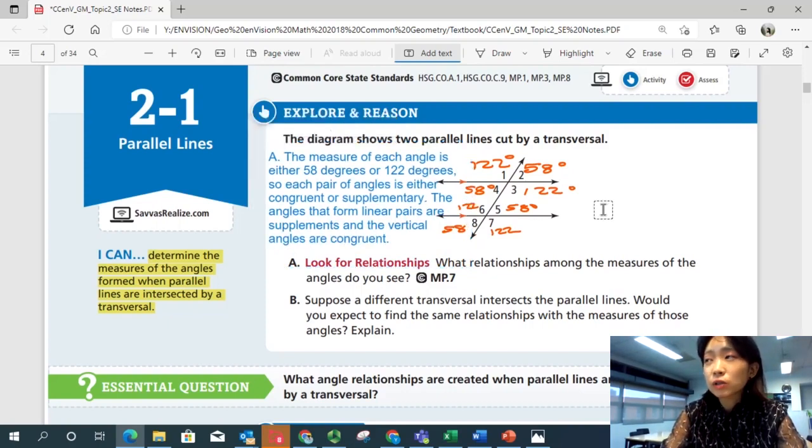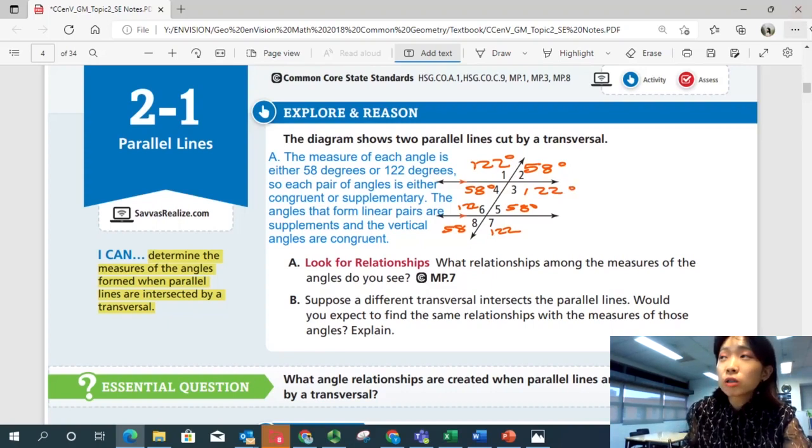Suppose a different transversal. A transversal is a line that intersects the parallel lines. Suppose it's not this transversal, it's another transversal. Would you expect to find the same relationship with the measures of those angles? So what if you find 2 parallel lines? This notation means the lines are parallel, and you should have arrows on both ends as well so that you draw a proper line.